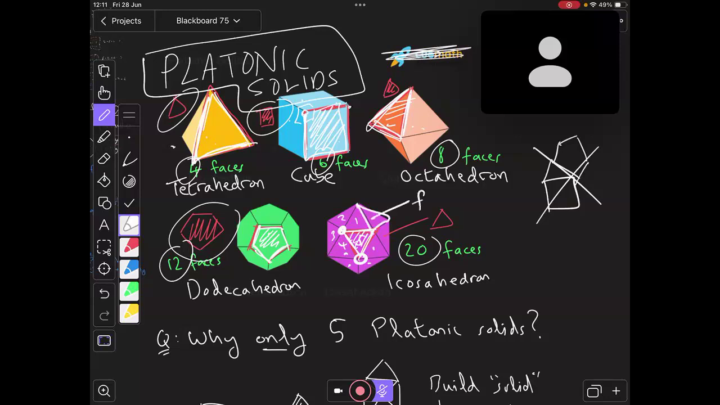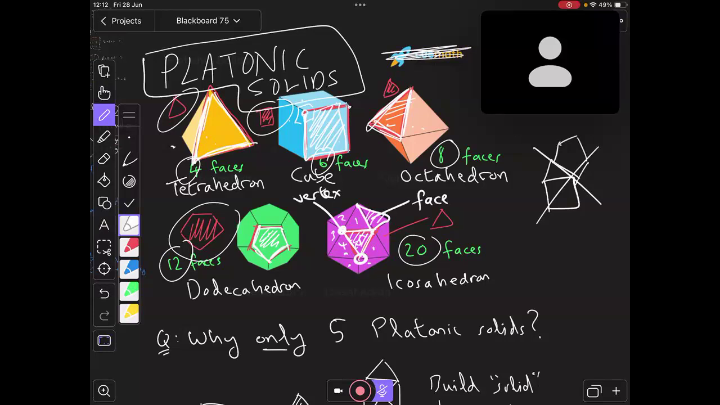There's a face, right? These are the faces. That's the face. At any particular point, these are the vertices. That's a vertex. At any particular vertex, you have the same number of faces of the same type. Does that make sense? Yeah, that makes sense. Okay. So there are some rules here as to how we build these shapes.